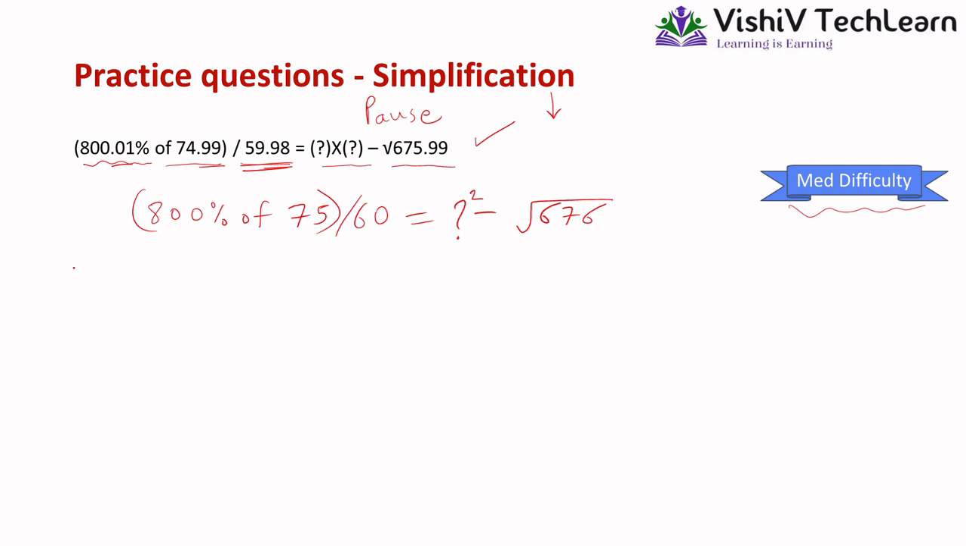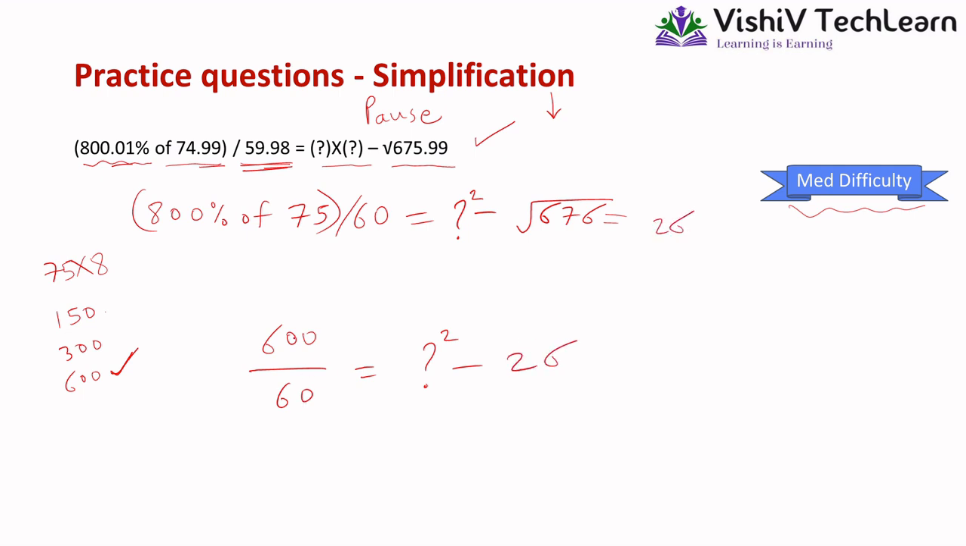800% of 75. Now 100% of 75 is actually 75 itself. 800% will be multiplied by 8. So 75, double of 75 is 150, double of 150 is 300, and double of 300 is 600. So here we got 75 into 8 as 600. So 600 upon 60 is equal to question mark square minus under root of 676. Now this is the perfect square of 26. So we can put 26 over here. Now this we can cancel.